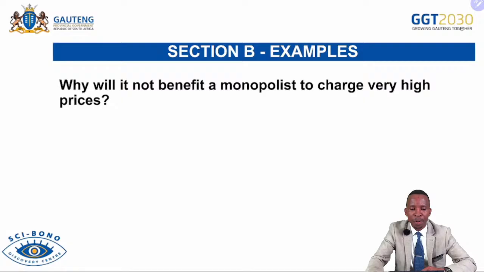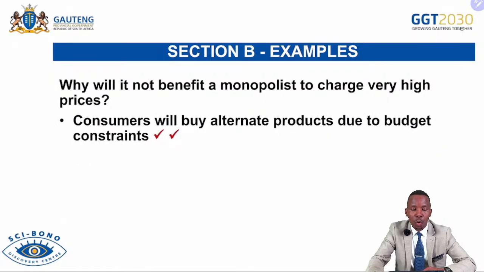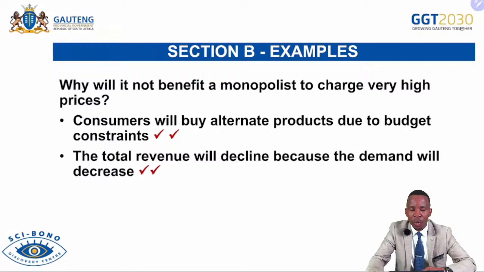Why will it not benefit a monopolist to charge a very high price? Consumers will buy alternative products due to budget constraints. If consumers are looking at alternative products, they will always look for those that are still selling at the lower cost. The total revenue will decline because the demand will decrease. As the firm is selling at the higher cost, consumers will always choose the best alternative that can be used to satisfy the utility of that particular product.